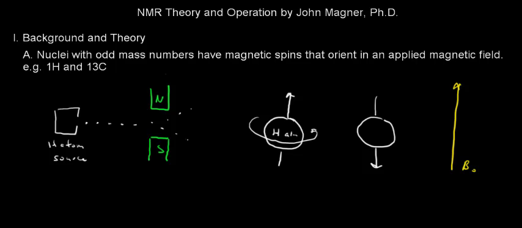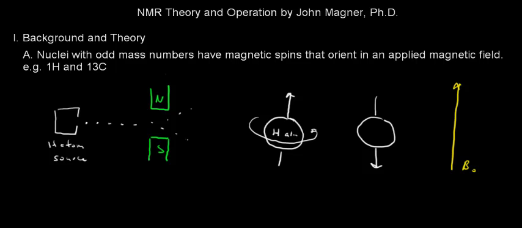And this is what's happening in the Stern-Gerlach experiment. Some of the protons are spin up and they're deflected in one direction. The other protons are spin down and they are deflected in the other direction. And this is also what happens in an NMR spectrometer.